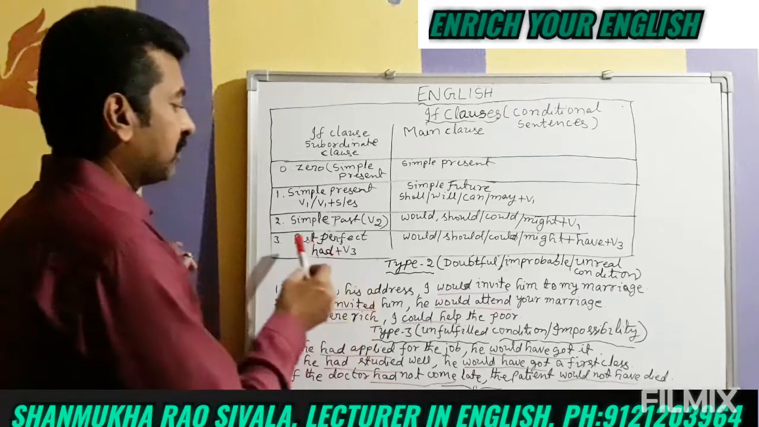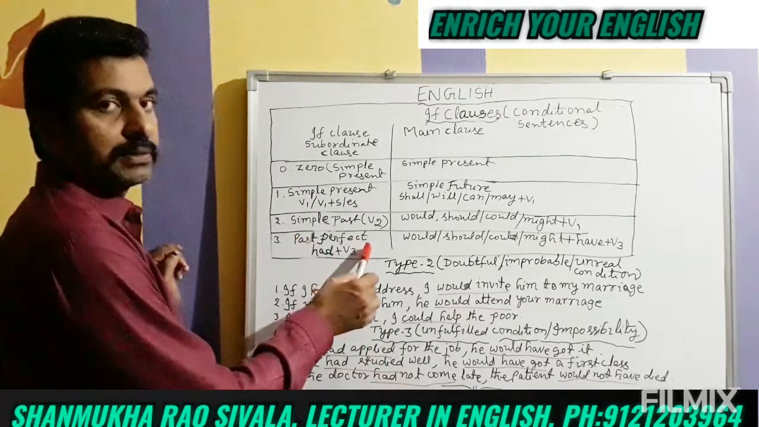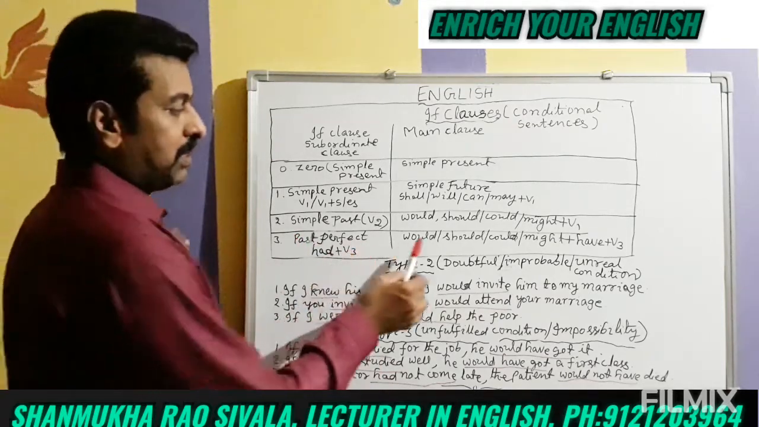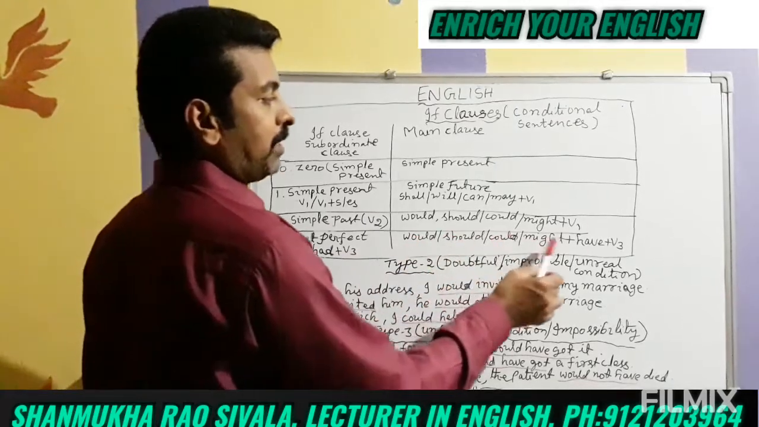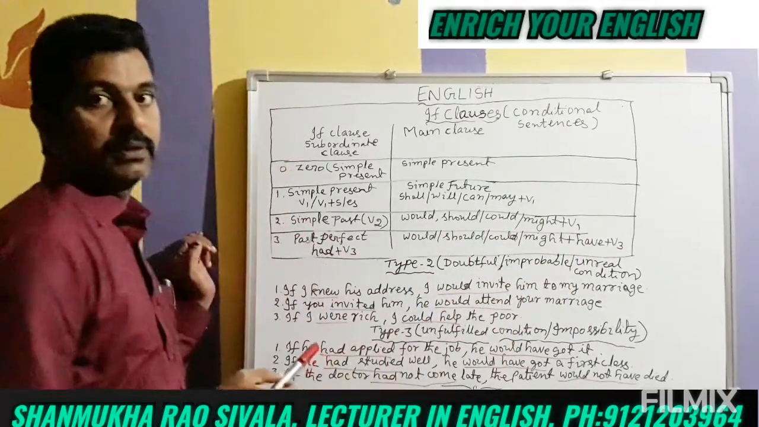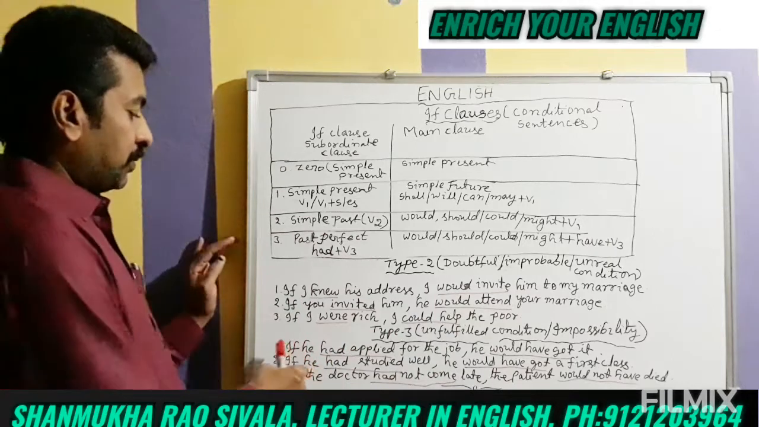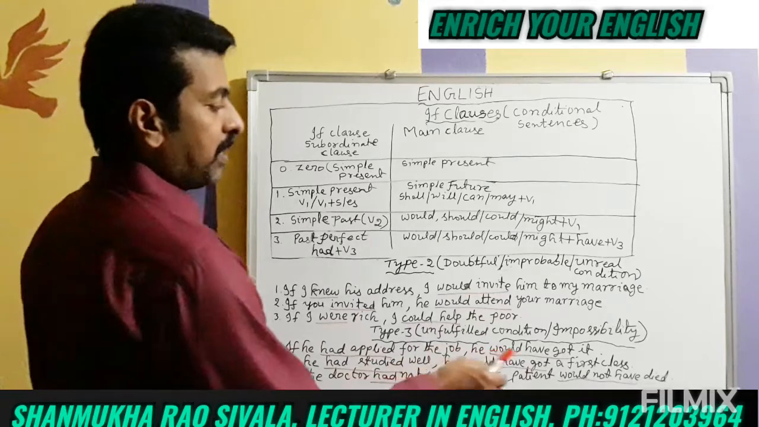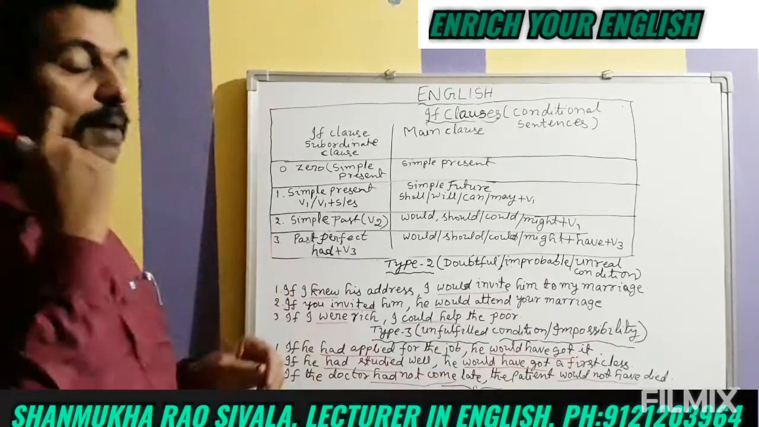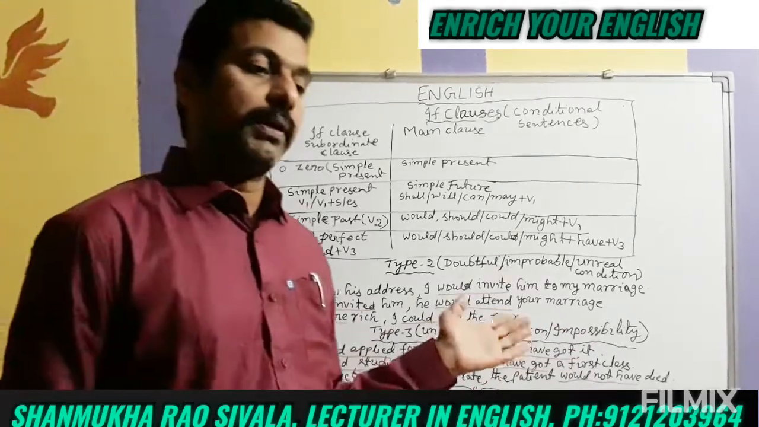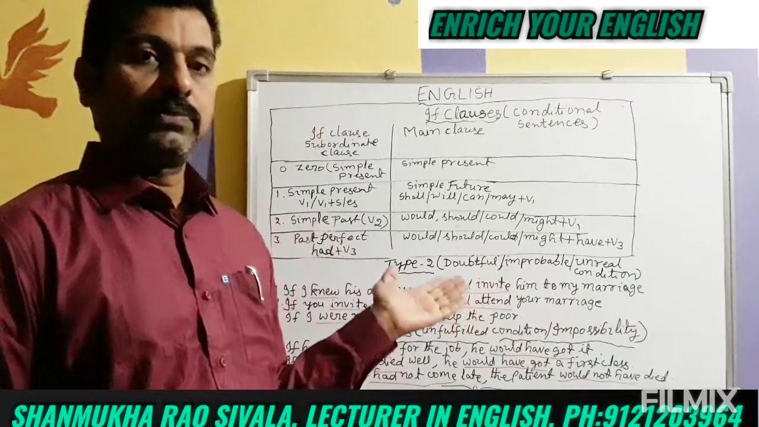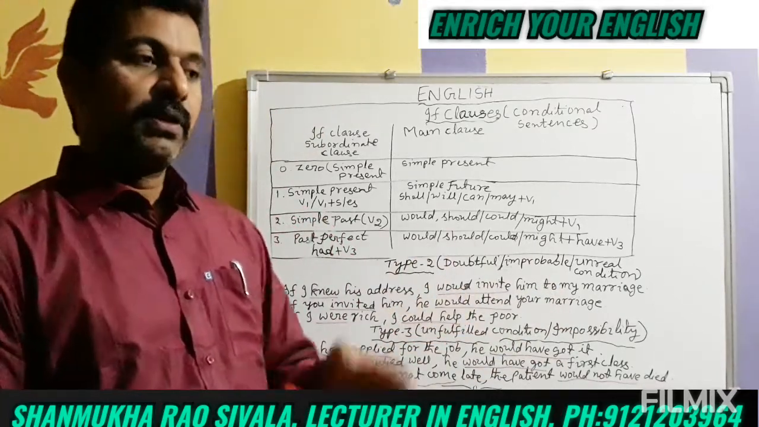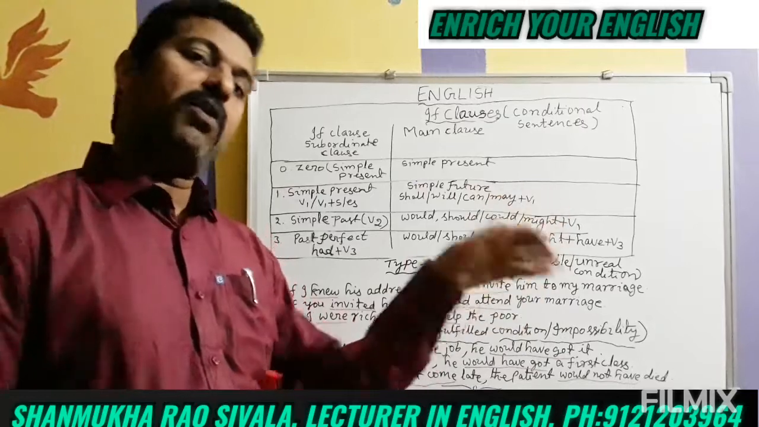So here the rule is: in the if clause, past perfect tense, had plus V3 comes. Here would or should or could or might plus have plus V3 comes. Okay friends. So, if he had applied for the job, he would have got it. He did not apply for the job, he could not get the job. Very few people applied for the job, they all got the job.